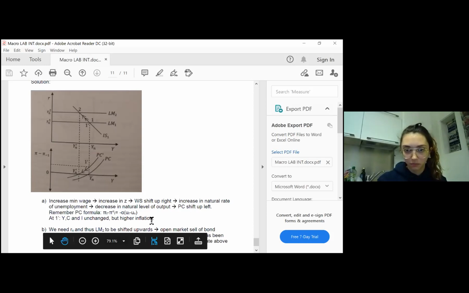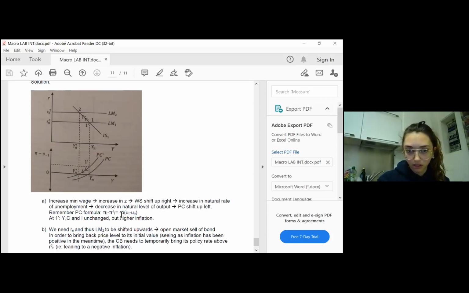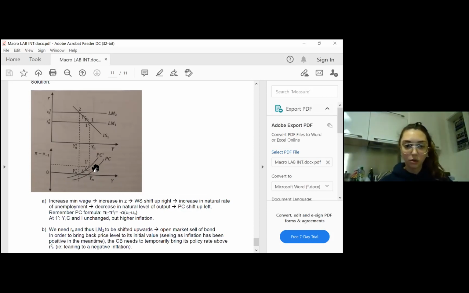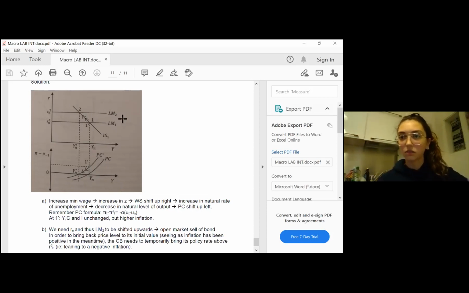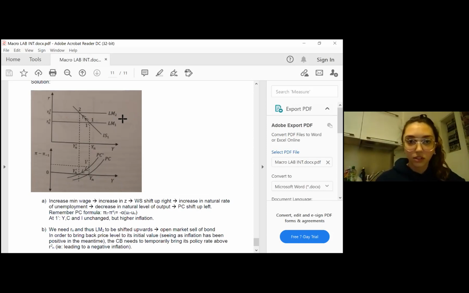So you have to be careful. An increase in UN is going to lead to a decrease in this whole thing, but an increase in this whole thing, okay? You have two minuses to take into consideration. So you have your beautiful PC curve that shifts upwards. Okay, so you represent all this in your little graph. For now, don't take into consideration an M2, okay? That's for the next question.